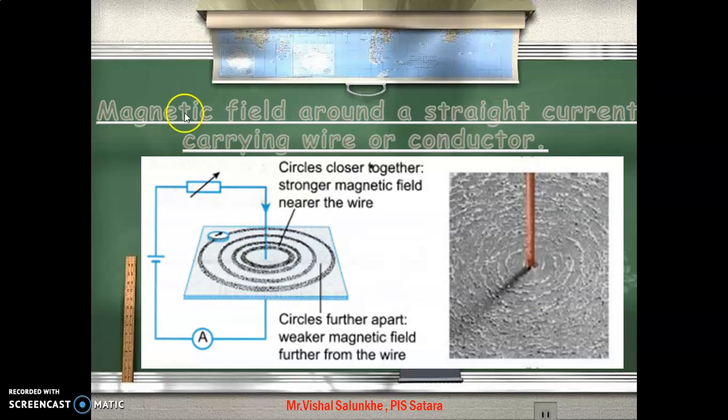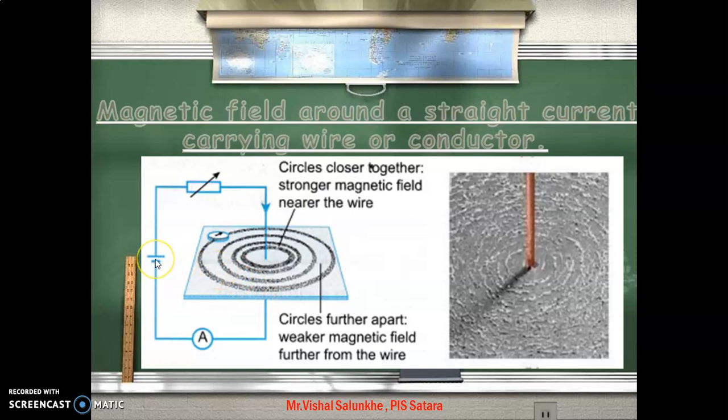So if you take one small conductor, we have to do a small activity. Take one small conductor XY and pass it through a small card sheet paper, and spread some iron filings over the paper. Then this conducting wire XY is further connected to the battery through an ammeter and rheostat. And one magnetic needle is required to check the magnetic field produced by this current carrying conducting wire.